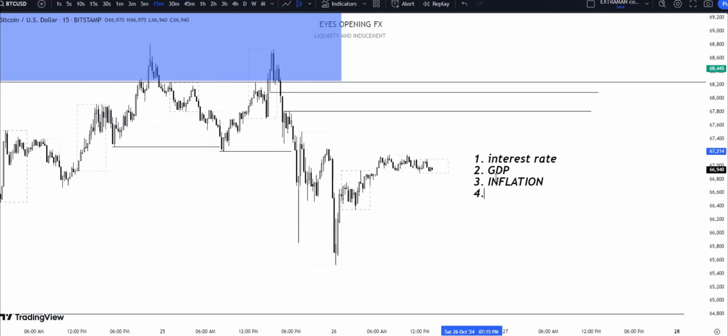The fourth, let me just add the monetary policy right here. Monetary policy is almost the same as interest rate. The only difference is that there are some comments that can affect a currency. So we have positive and negative currency comments.